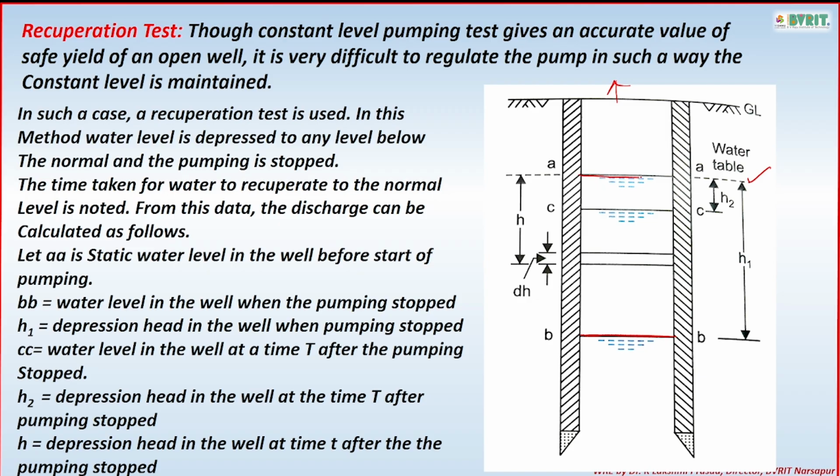Initially it is the water level. Now we pumped, and then we just stopped it. When we stopped pumping, this is the water level. We kept quiet, then we are observing what is happening. After a time capital T, we found that the level of water in the well has increased up to CC.